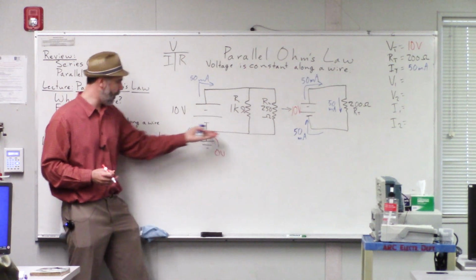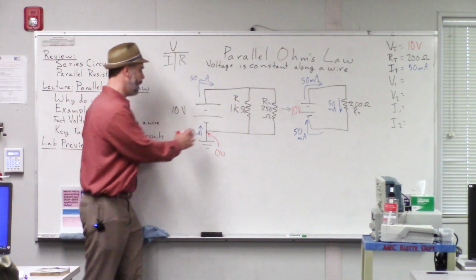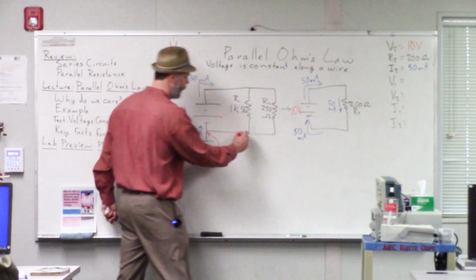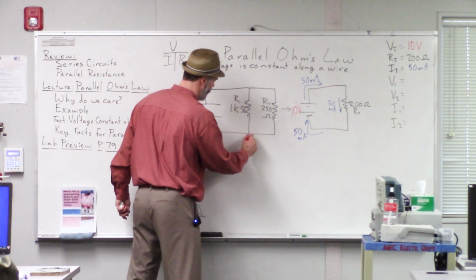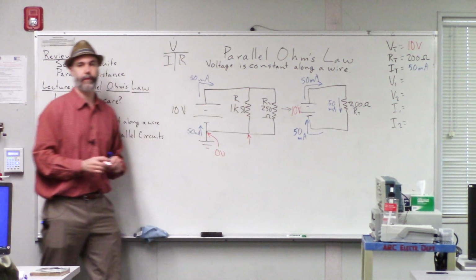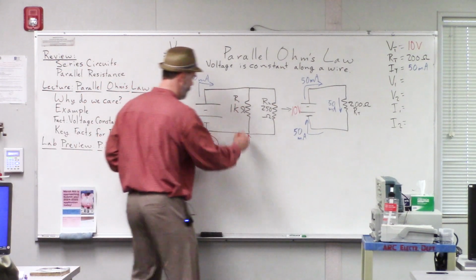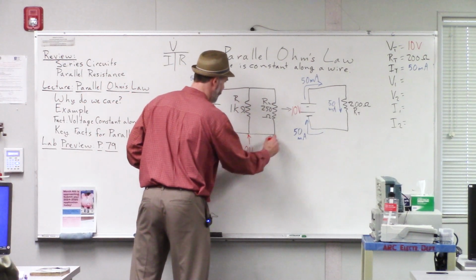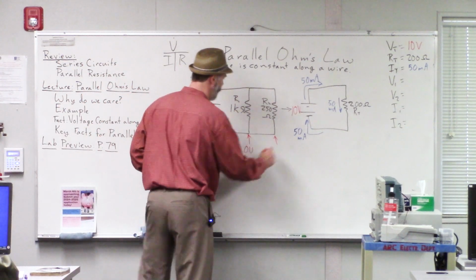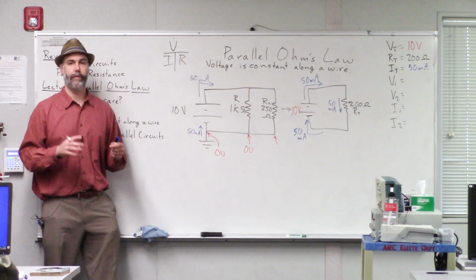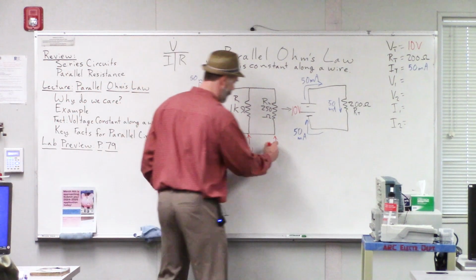And we've got a wire running all along the bottom of our circuit. So we've got 0 volts at this point on the wire. What's our voltage going to be at that point on the wire right there? 0 volts, because it's constant. Voltage is constant along the wire. What about over here? What's the voltage going to be at that point? 0 volts, that's right. All right, perfect.